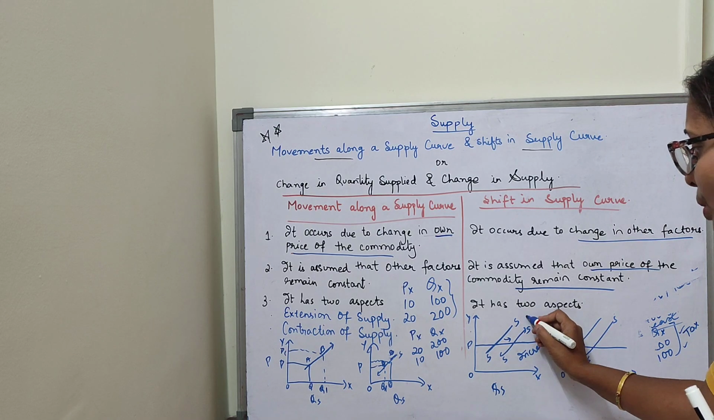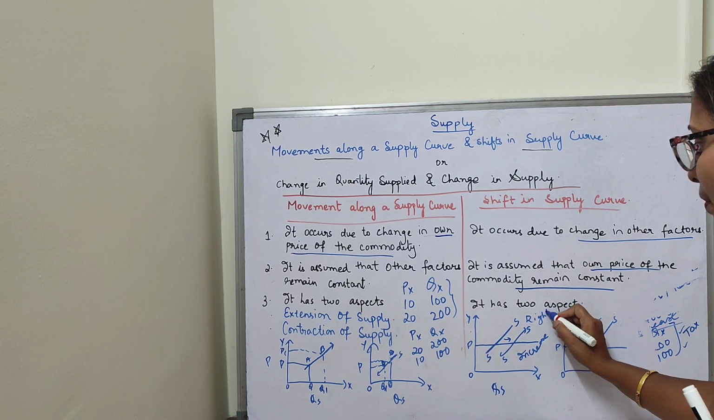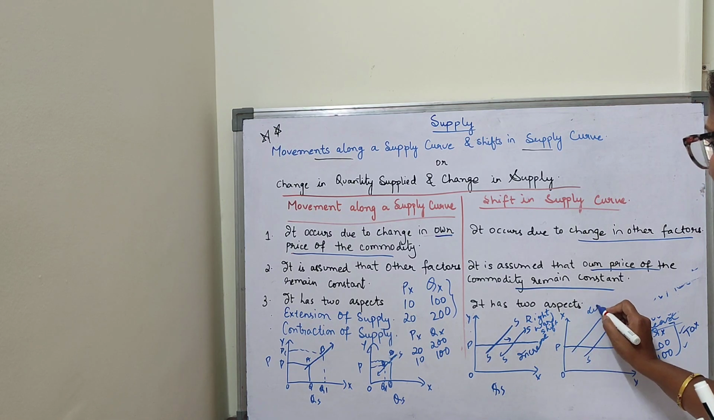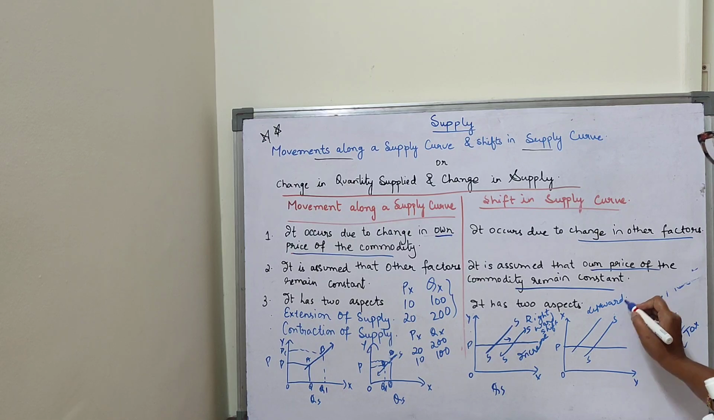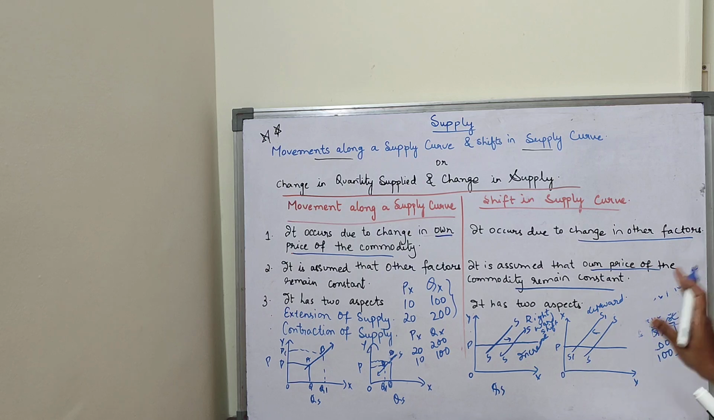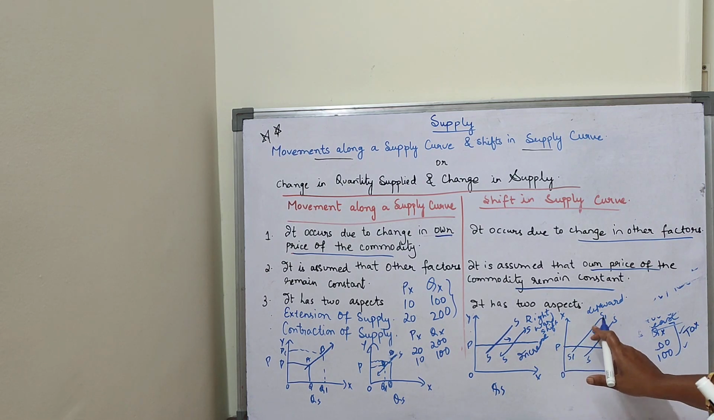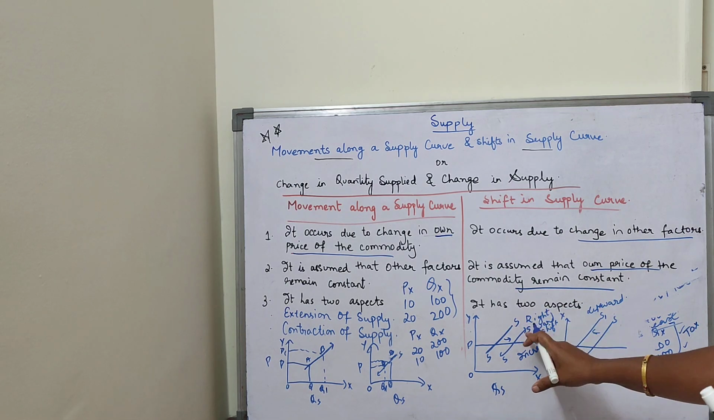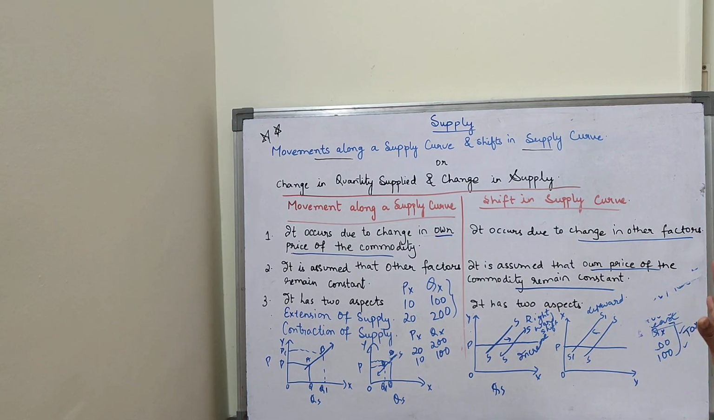This is the rightward shift, you can say. This is the rightward shift. And this is the leftward shift, where the supply is decreasing. My previous supply curve is SS. Now my supply curve is SS1. Price is constant, but my supply has decreased just due to the change in other factors. Here the own price of the commodity is constant, just due to change in the other factors my supply curve moves leftward. So this is the rightward movement, this is the leftward movement.